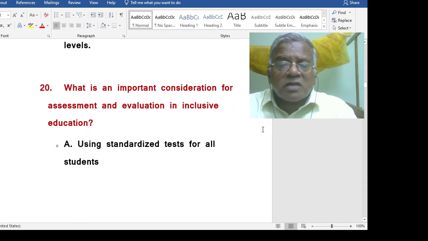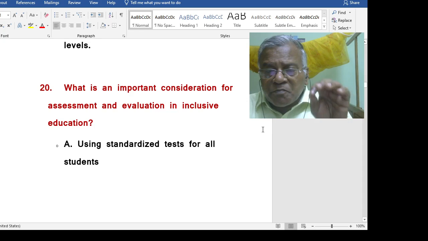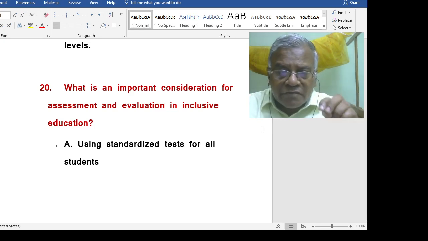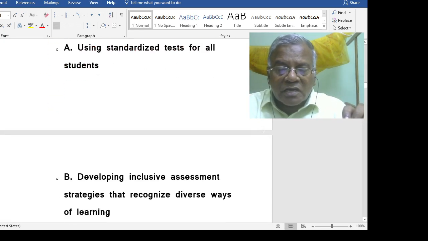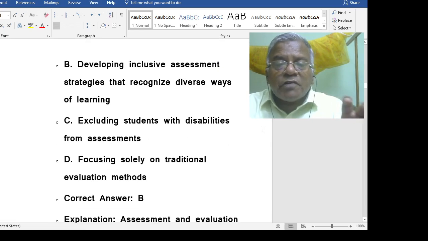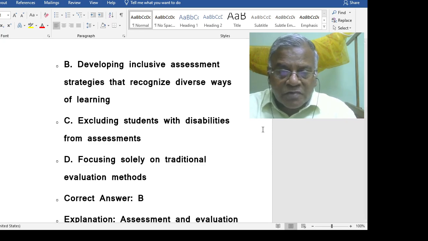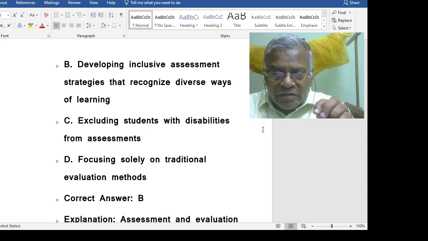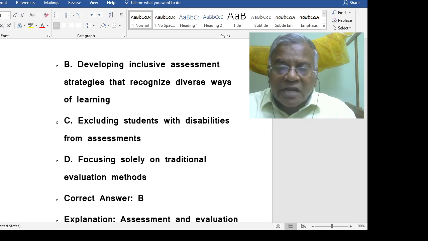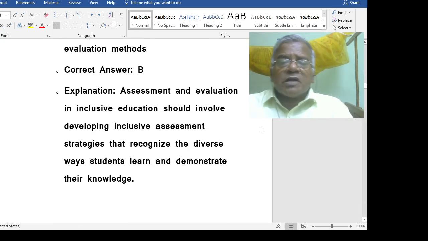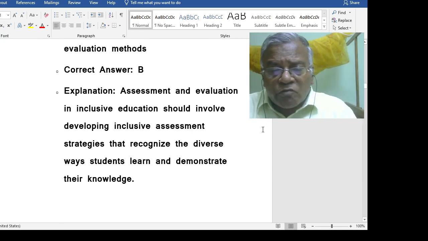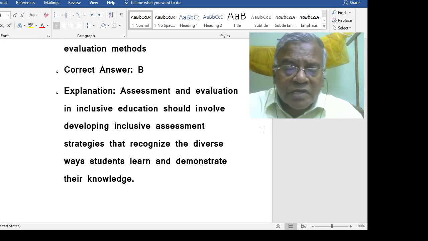What is an important consideration for assessment and evaluation in inclusive education? That is, developing inclusive assessment strategies that recognize diverse ways of learning. So the educators need to develop inclusive assessment strategies that recognize diverse ways of learning. Assessment and evaluation in inclusive education should involve developing inclusive assessment strategies that recognize the diverse ways students learn and demonstrate their knowledge.